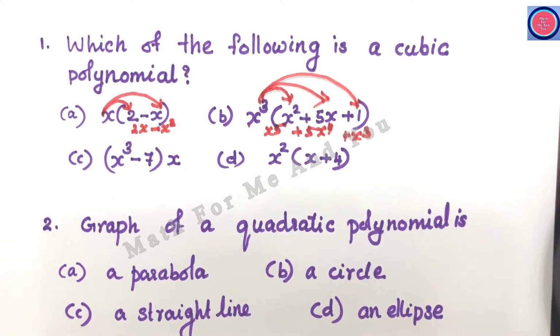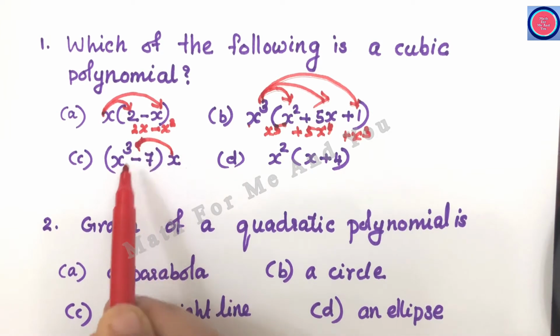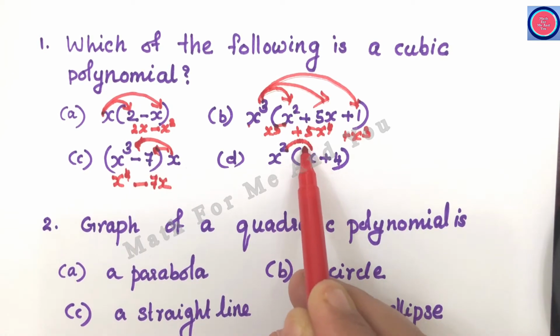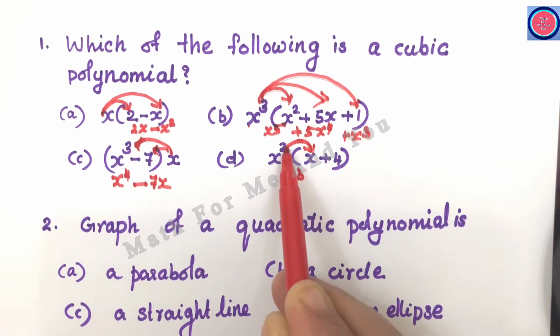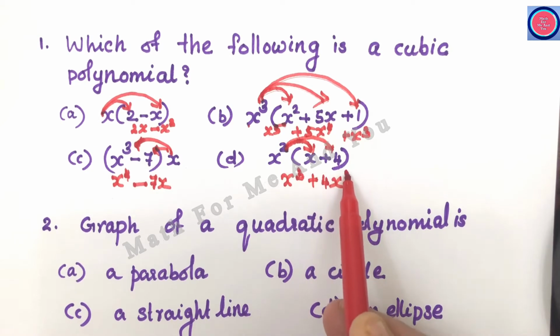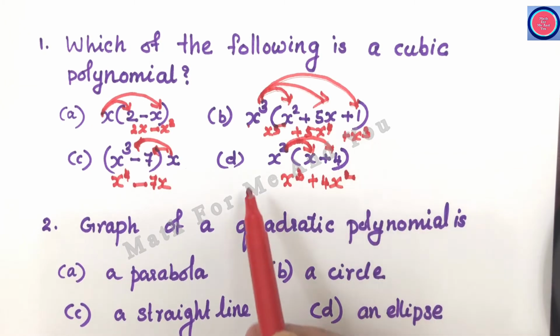Next one, here we are going to multiply x cube with x and x cube with minus 7. X cube times x is x to the power 4, minus 7 times x is 7x. Option D, x square times x to the power 2 plus 1 is 3, plus x square times 4 is 4x square. Now we can see the 4 polynomials. Which polynomial is having the highest power of x as 3? It is option D, x cube plus 4x square. So option D is a cubic polynomial.